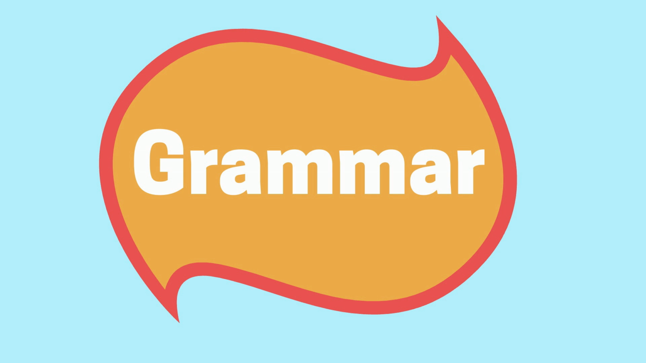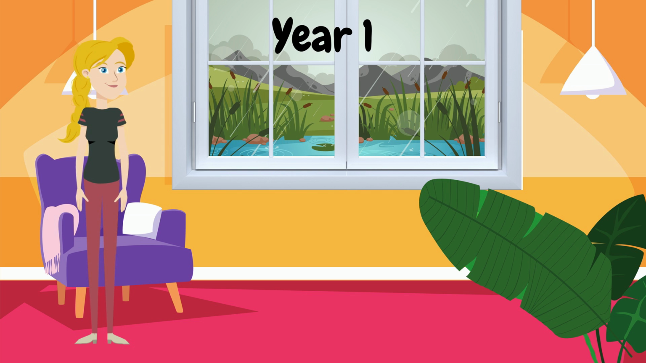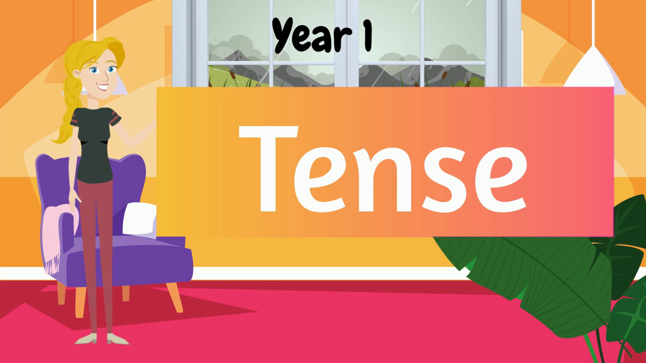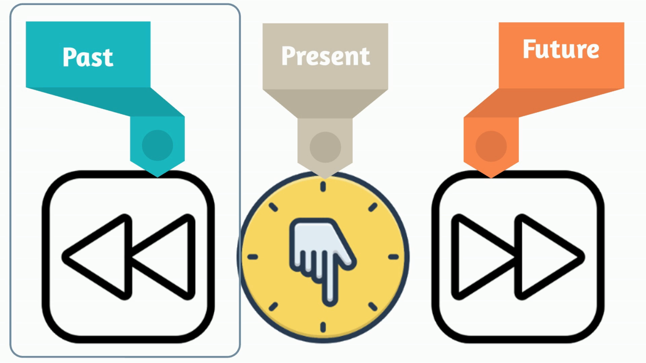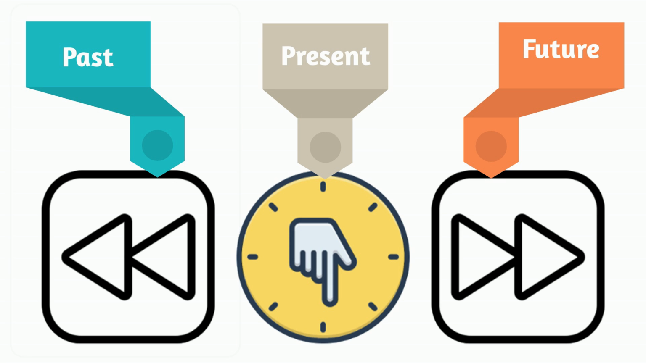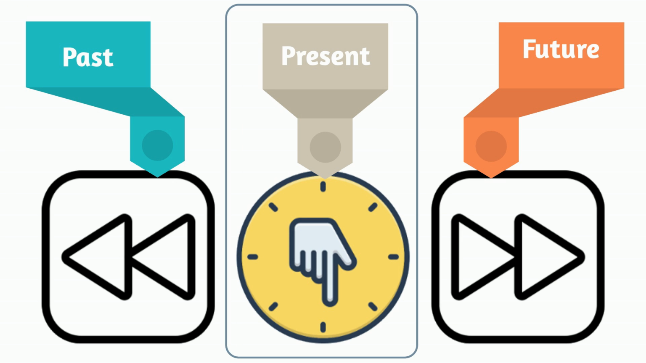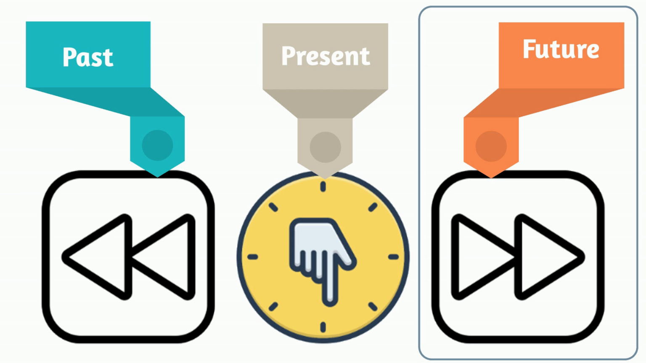Grammar. We are going to learn about tense. Tense is a word we use to tell us when something happens. We can have past tense. That means everything that happens before now. We can have present tense. Present tense means that we are in the present. It's happening right now. And future tense hasn't happened yet. It is everything that could happen in the future.